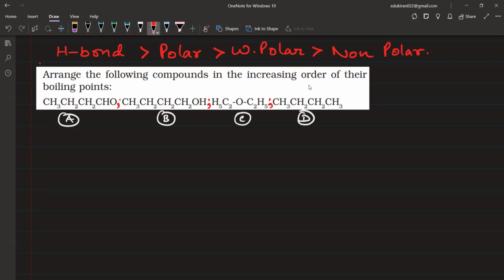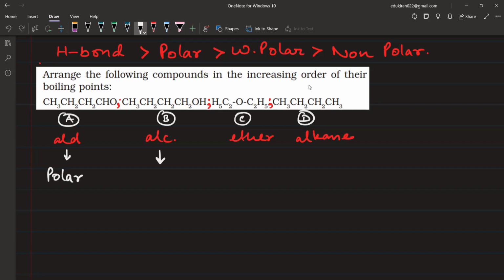So tell me, A structure is what? What class of compound is this? Aldehyde. Second one is alcohol. Third one, ketone, ether. Fourth one is alkene. Now aldehyde is having intermolecular force of attraction which is polar. Alcohol will have, tell me what?